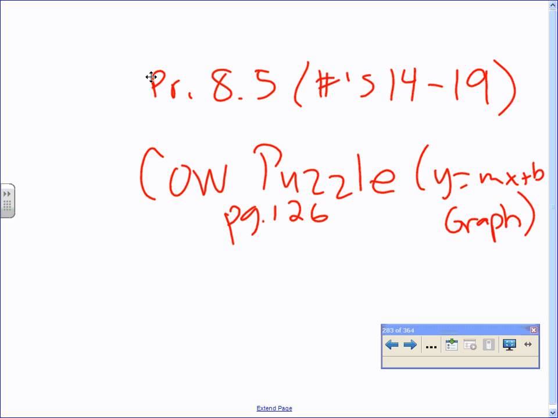Here is the cow puzzle. Cow puzzle is something a little different. Make sure they're in y equals mx plus b form. Graph them. Cow puzzle is not based on parallel perpendicular. This is based on parallel perpendicular. Got it? Okay. If you guys are good, you can get packed up.